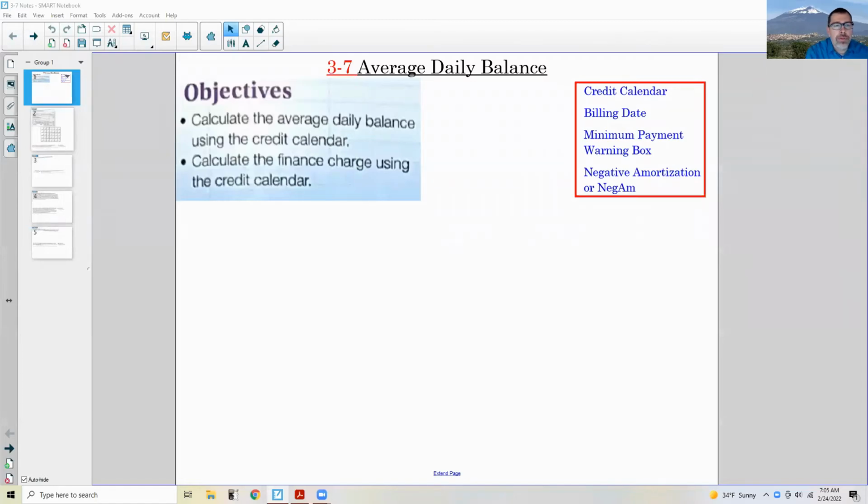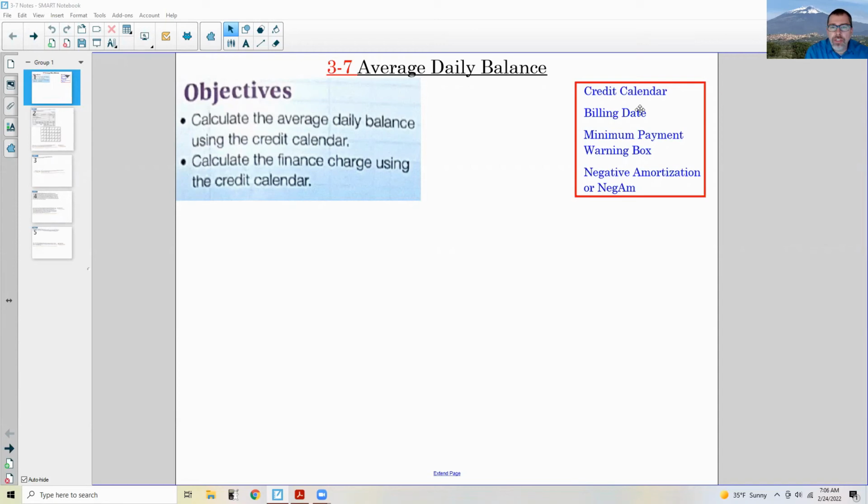Okay, this is chapter 3.7, Average Daily Balance. The objective of this lesson is to calculate the average daily balance using a credit calendar, and then to calculate the finance charge using the credit calendar.